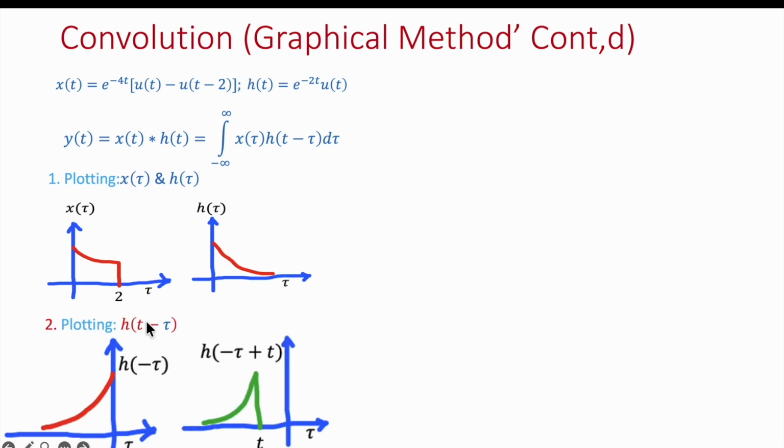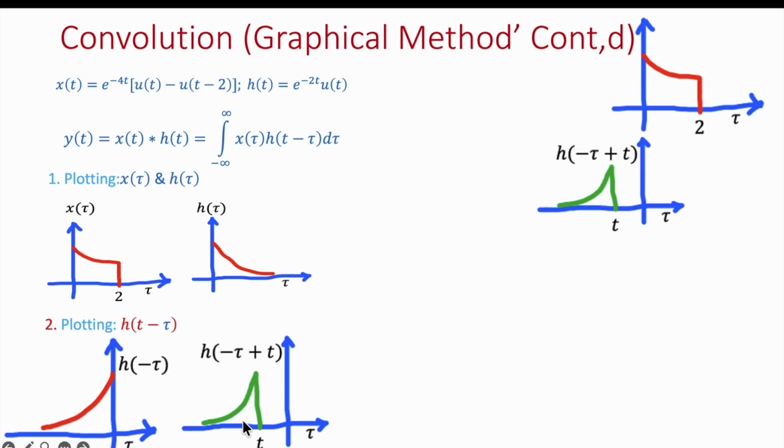The second step is that you need to plot h of t minus tau, and before that you need to plot h of minus tau, that is the time reversal of this signal. So the time reversal of this signal will look like this one, and the shifted version of that signal will look like this one, where the shift starts from t. And then you need to plot the overlapping and non-overlapping regions. So you have these two signals, x of tau, and then you have that signal that is x of minus tau plus t, or you can say x of t minus tau. So that is this one. So x of tau multiplied by h of t minus tau.